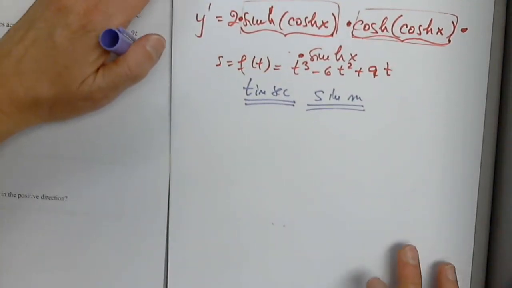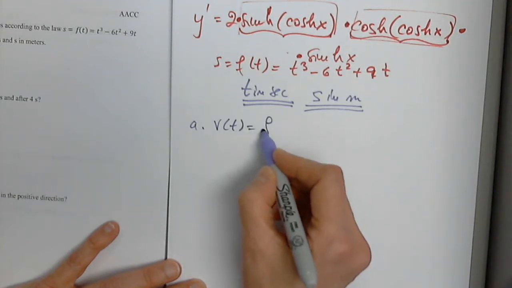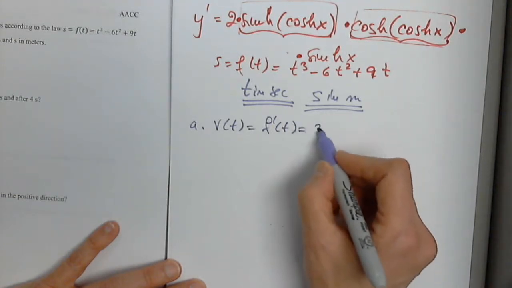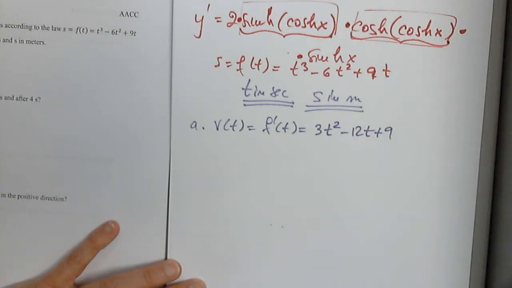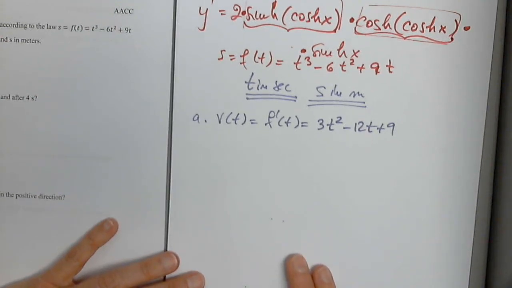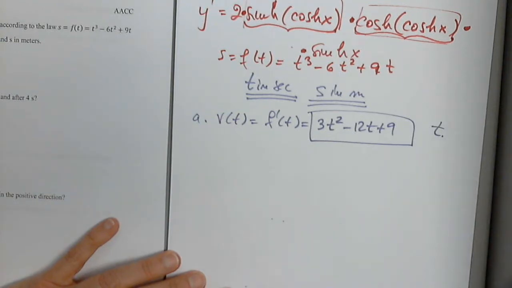How do we find the velocity at time t? V of t, excellent, which is f prime of t. Awesome. So this is 3t squared minus 12t plus 9. Do we all agree with this? So this is the velocity function at time t.